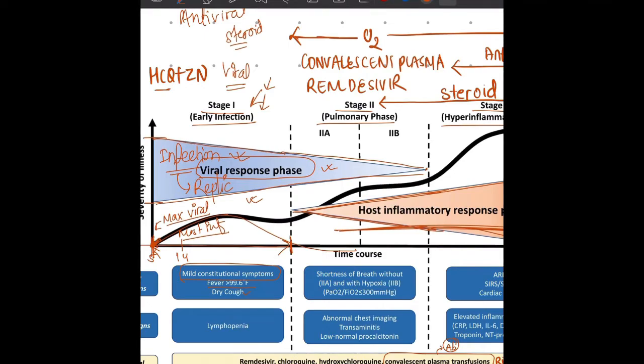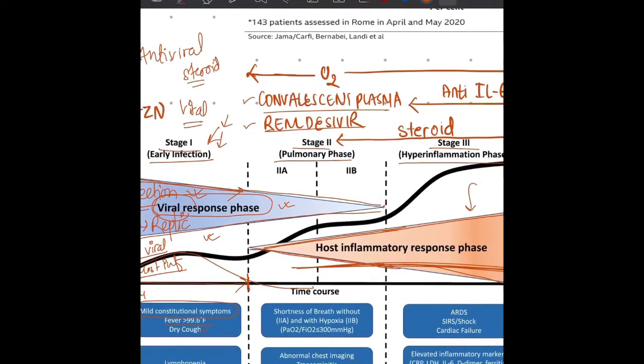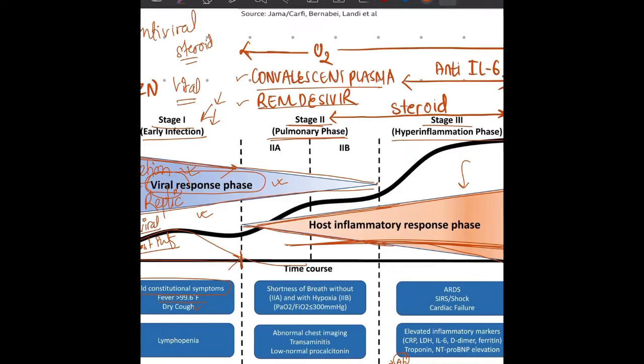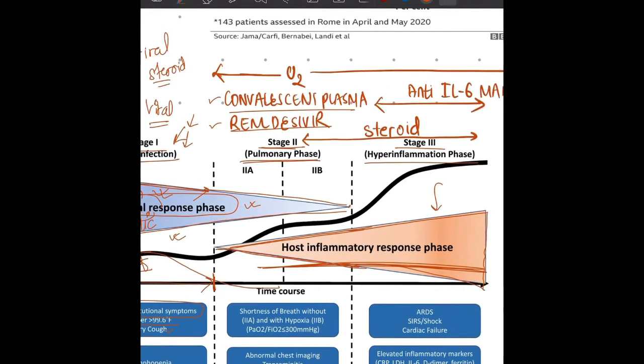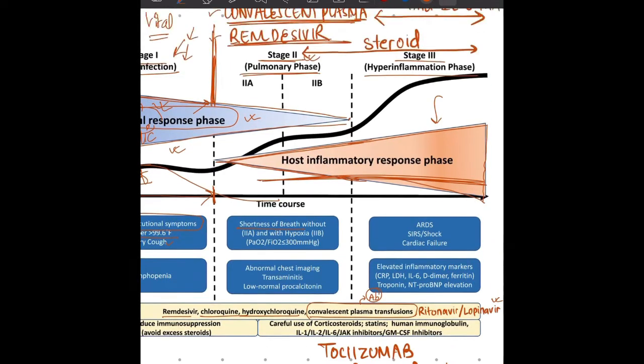And hence, although theoretically convalescent plasma and remdesivir is best when the phase is the viral response phase, convalescent plasma and remdesivir is not started until the patient goes into a severe form of stage, that is, a patient develops shortness of breath, that is stage 2. And hence I have written here that remdesivir and convalescent plasma is only given after the patient goes into stage 2 or pulmonary phase, that is, a patient develops shortness of breath.